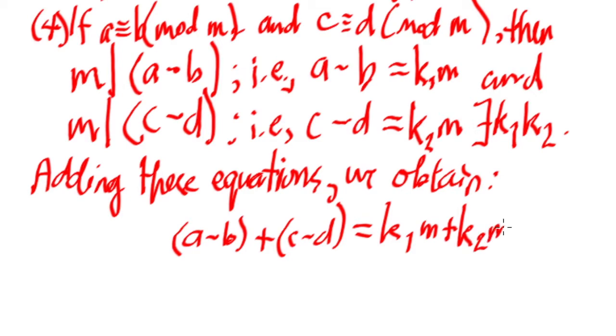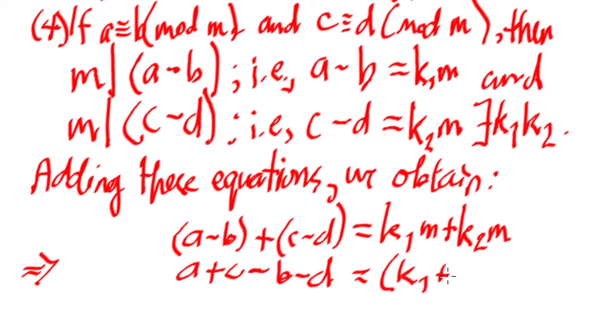Now, what we will do is put together the A and C on the left-hand side and put together the B and D. If we do that, let's put this in another line to make it clearer. This becomes A plus C minus B minus D equals, getting the common factor M, k sub 1 plus k sub 2 times M.